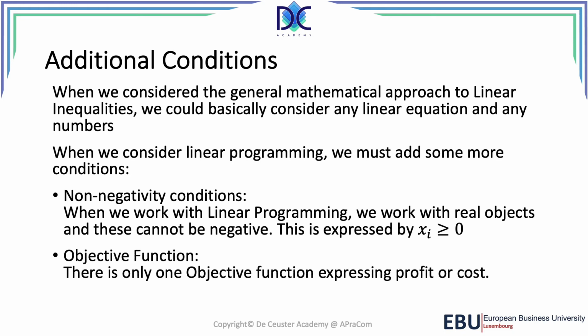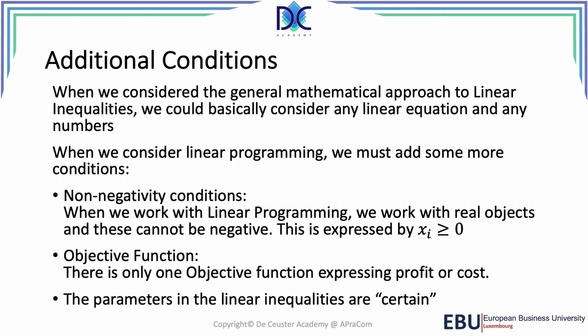The objective function, there is only one objective function expressing either profit or cost. That's also very important. And the parameters in the linear inequalities are certain. It means that we have the knowledge, these are elements from our own organization, and we know the cost to produce, we know the budget, we know the elements, we know the surface. So these are certain parameters that we have. Although for the objective functions, that's not necessarily certain. And we can see what is the flexibility, what is the elasticity of the solution, but we will not do that in this part of the course.